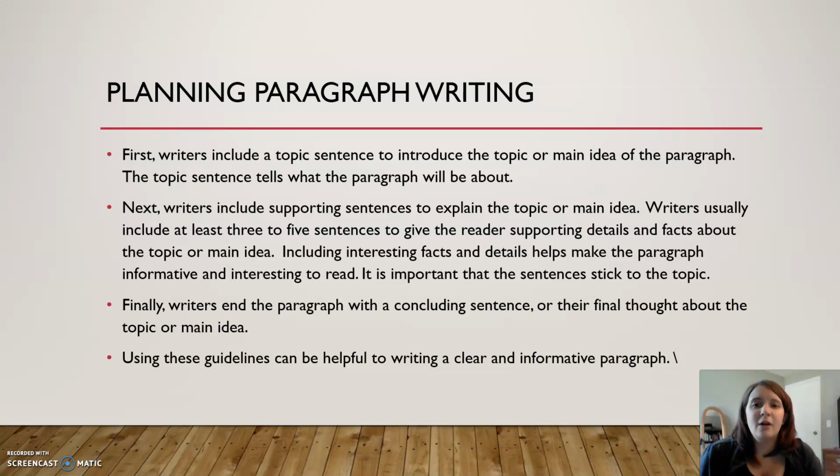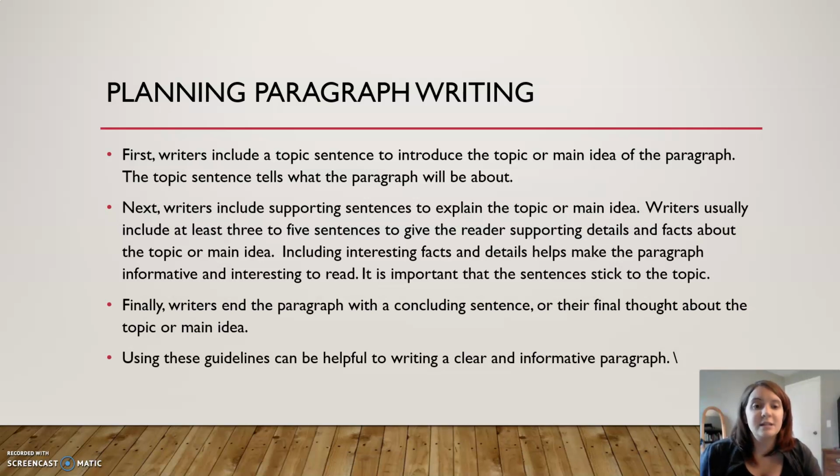So now we're going to plan our paragraph writing. So first, writers include a topic sentence to introduce the topic or main idea of the paragraph. The topic sentence tells what the paragraph will be about. Next, writers include supporting sentences to explain the topic or main idea. Writers usually include at least 3 to 5 sentences to give the reader supporting details and facts about the topic or main idea. Including interesting facts and details helps make the paragraph informative and interesting to read.